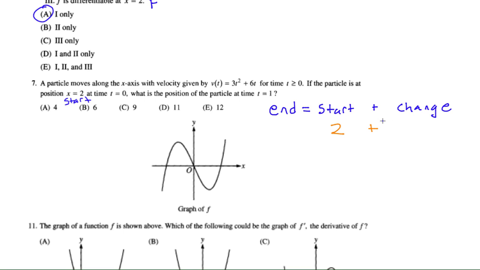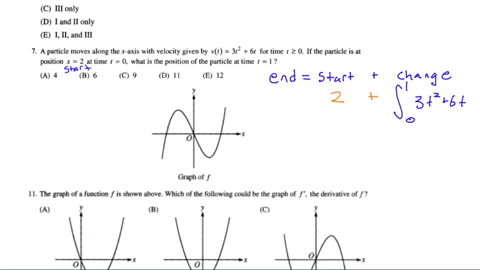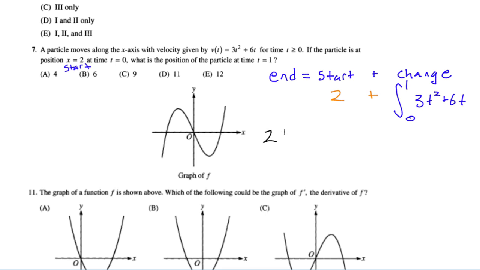I do what? Antiderivative? Antiderivative of 3t squared plus 6t, thank you. And this is going to be from 0 to 1. Cool, we just need to calculate that thing and get our answer. So, here we go. It's going to be 2 plus antiderivative. So I'm going to go up a power.